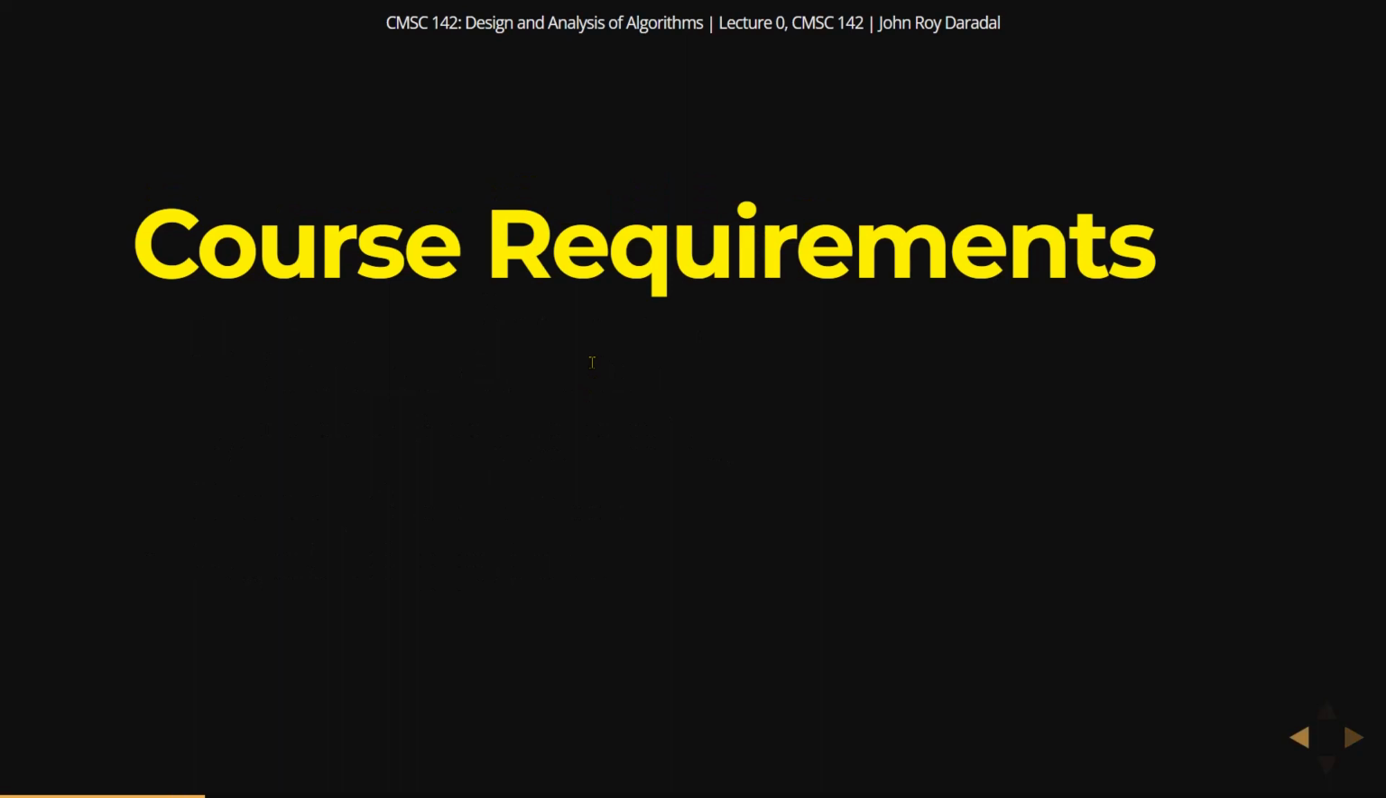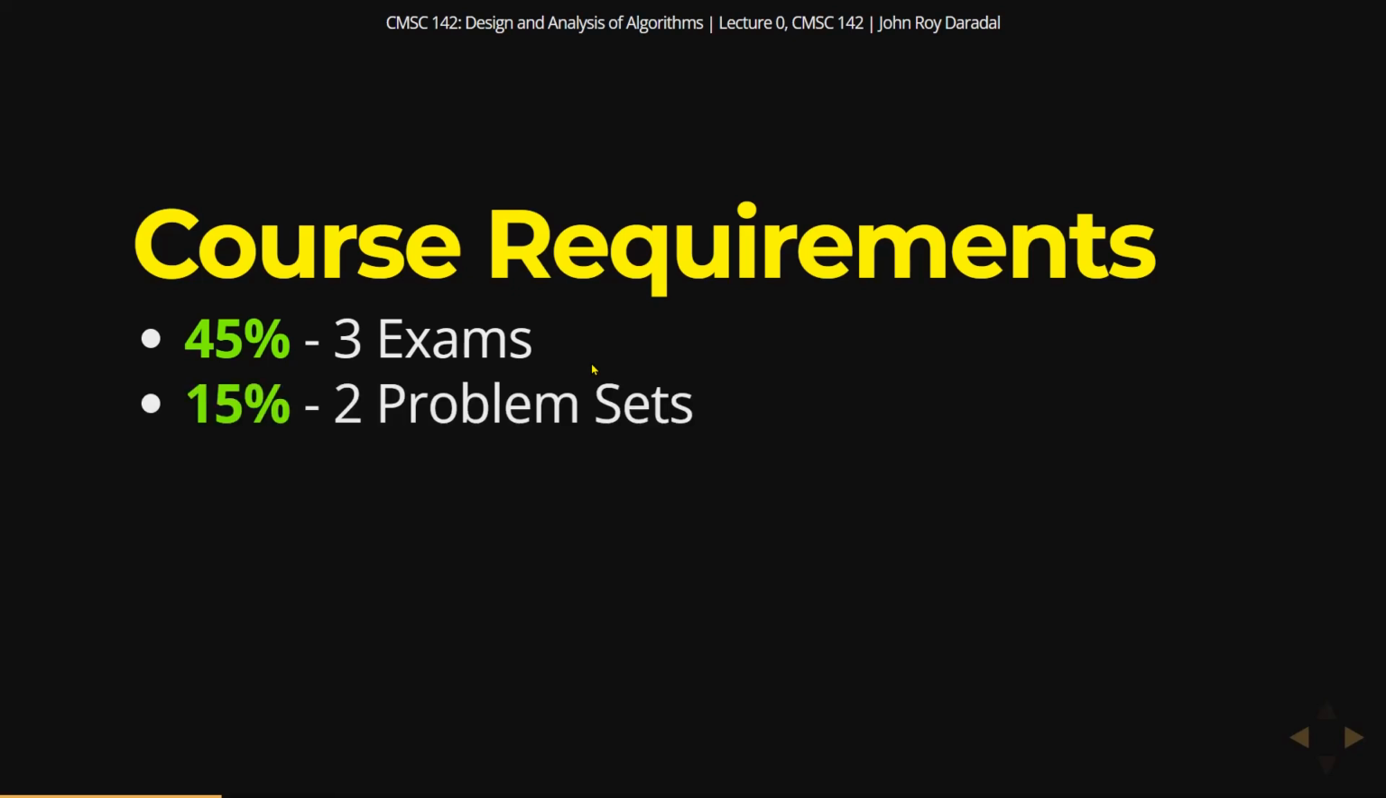Now for the course requirements, we will have 3 long exams, so that would be 45%, 15% per exam. And then another 15% for the 2 problem sets that we will have. The first problem set is before the second long exam, and the second problem set is before the third long exam. And then finally, the rest of the 40% will come from your lab exercises. So 60% lecture component, 40% lab.